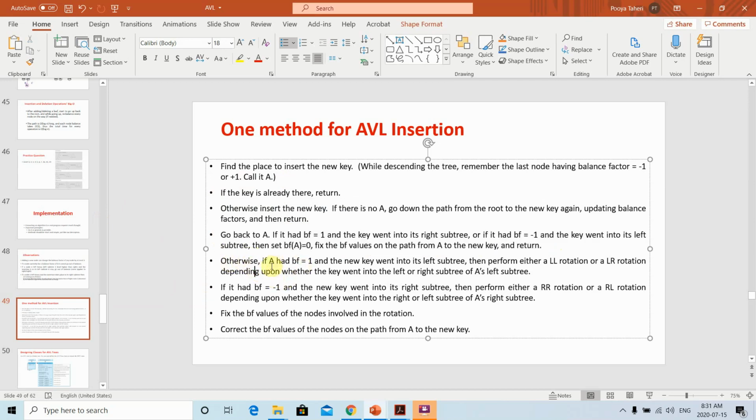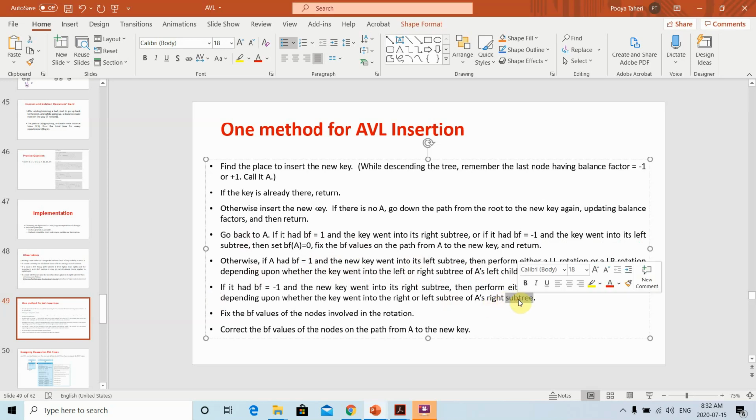Otherwise, if A had balance factor of one, if it was left heavy and the key went to its left subtree, now the left side is going to get heavier. So this is a left-left rotation, or it can also be a left-right rotation, depending upon whether the key went to the left or right subtree of A's left child, okay? A's left child.